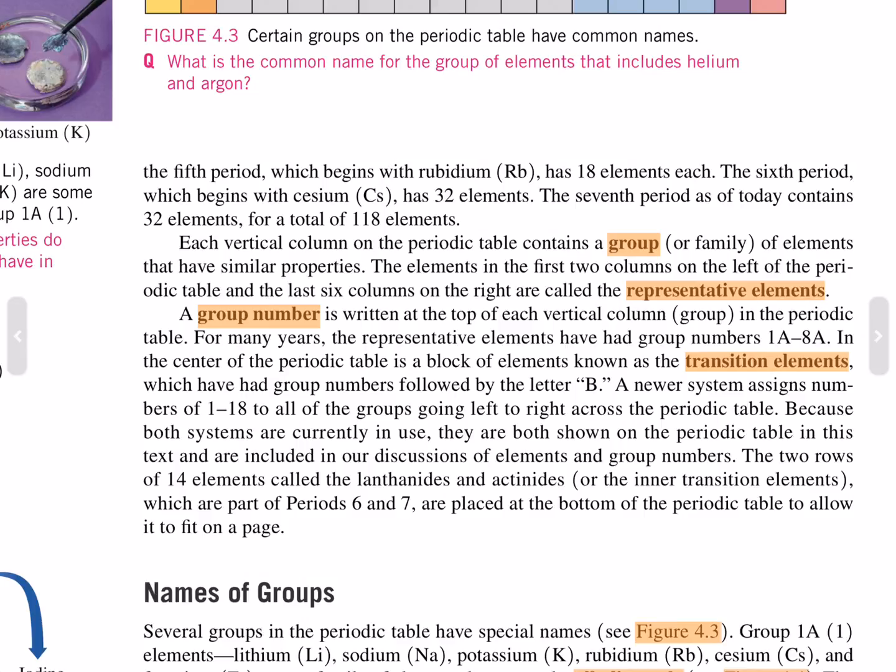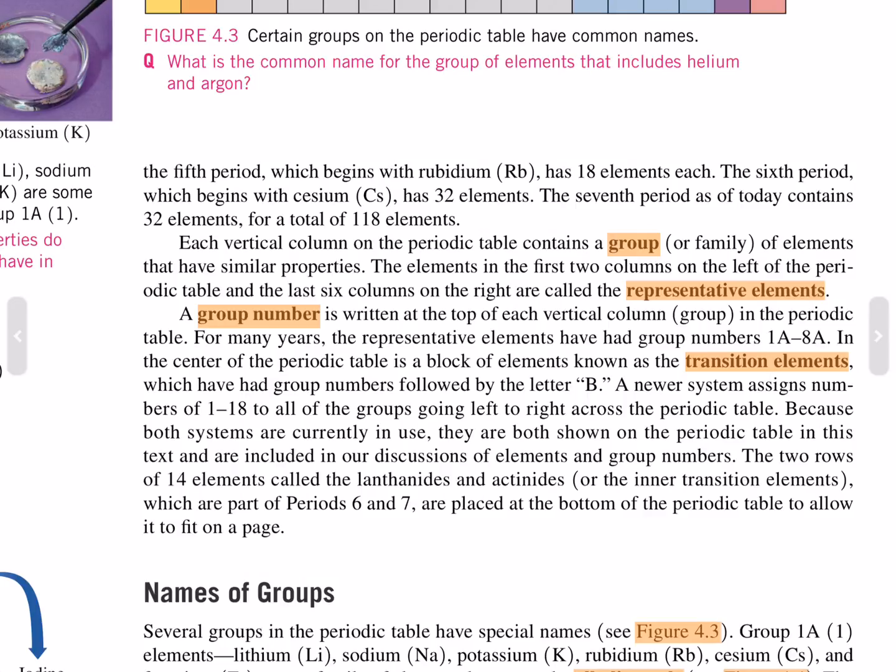A group number is written at the top of each vertical column or group of the periodic table. For many years, the representative elements had group numbers 1A through 8A, and the block in the center of the periodic table had the transition elements, which had group numbers followed by letter B. A newer system assigns numbers 1 through 18 to all groups moving left to right across the periodic table. Both systems are currently in use, and they are both shown on the periodic table in this text and are included in our discussion of elements and group numbers.